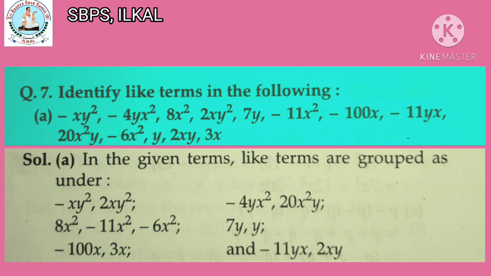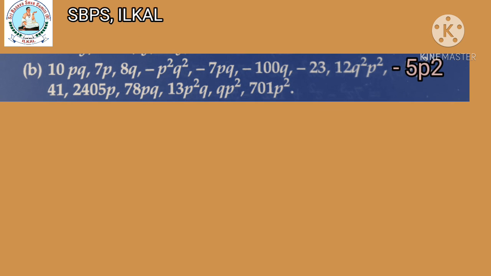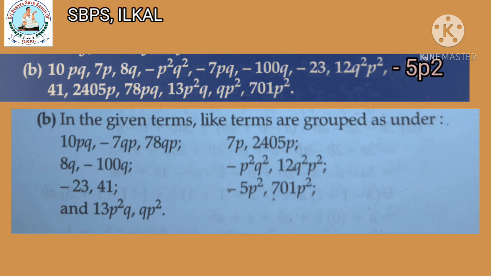Now we will move towards B question. 10pq, 7p, 8q, minus p square q square, minus 7pq, minus 100q, minus 23, 12q square p square, minus 5p square, 41, 2405p, 78pq, 13p square q, qp square, 701p square. These are the given terms. Let us separate them by identifying the like terms. There are 7 groups here, children.